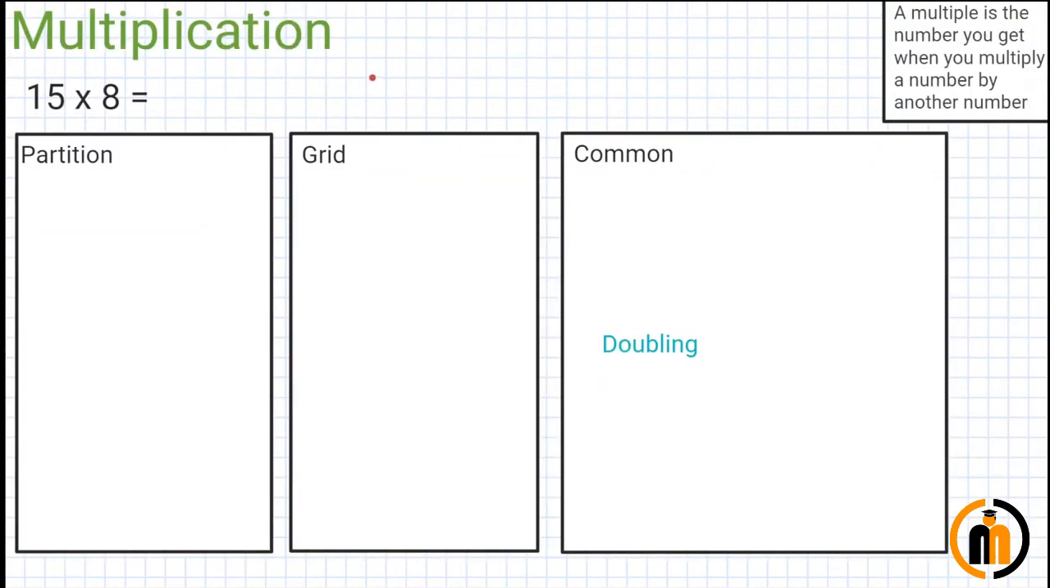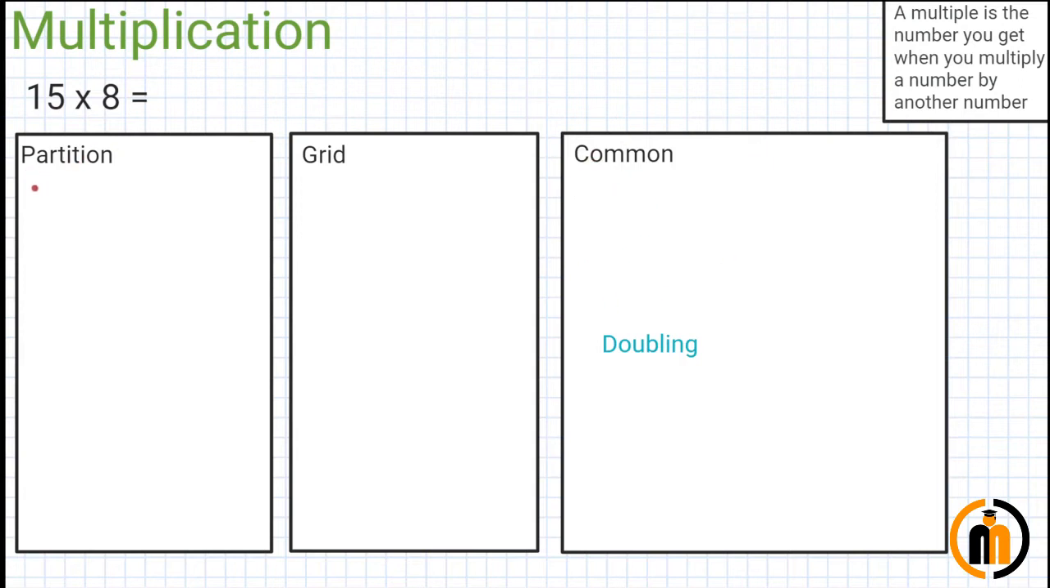Alright, now we're going to do some simple multiplication. You should be able to do normal one digit by one digit multiplication by now, and at this level you will be doing double digit multiplication. Now we have a few different methods. I'll go through partition, grid, and then lastly the common method, the method that most people use. It's the most common one.